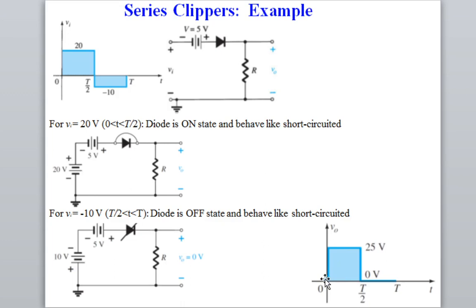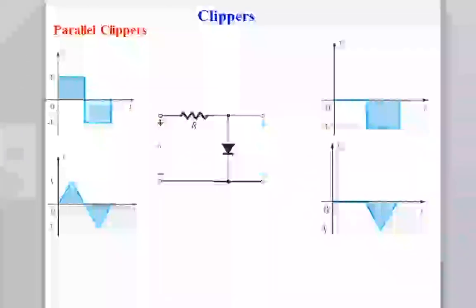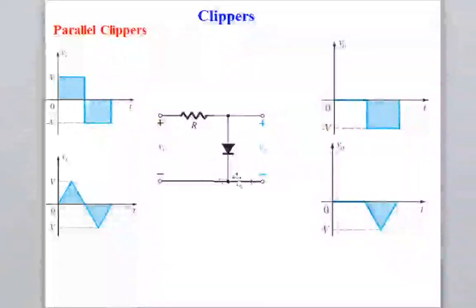So now if you draw the output waveform, for 0 to T half, the output signal I have found is 25 volt, and T half to T the signal is 0. So 0 to 25 to 0. So this is the output waveform of a series clipper circuit. So here I have shown a simple circuit diagram, a parallel clipper.